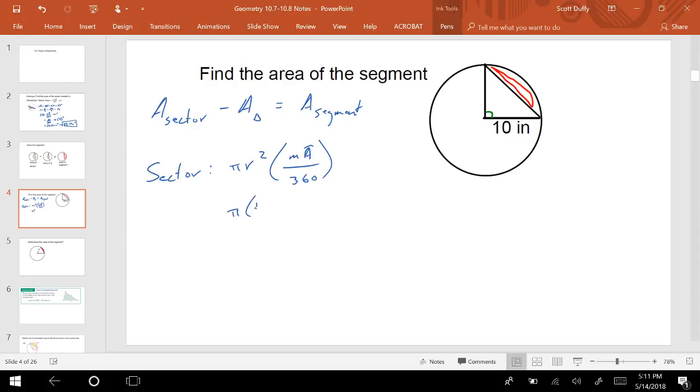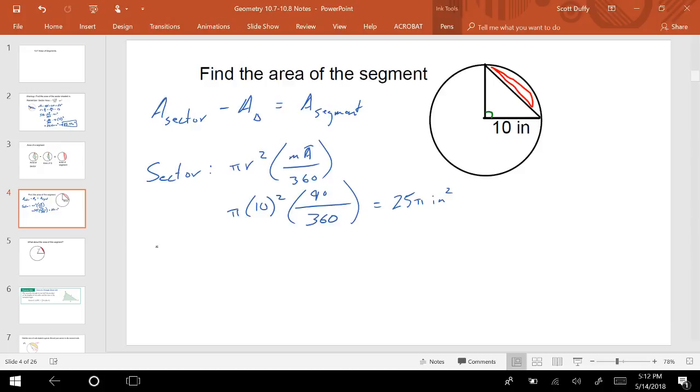I have a radius of 10. So I plug that in. Measurement of the arc is equal to the same thing as the angle. What I see right here is that is 90 degrees. So that would be 90 degrees over 360. What you get if you don't multiply by pi is 25 pi. And I'm going to leave it in terms of pi, and that would be inches squared for the sector.